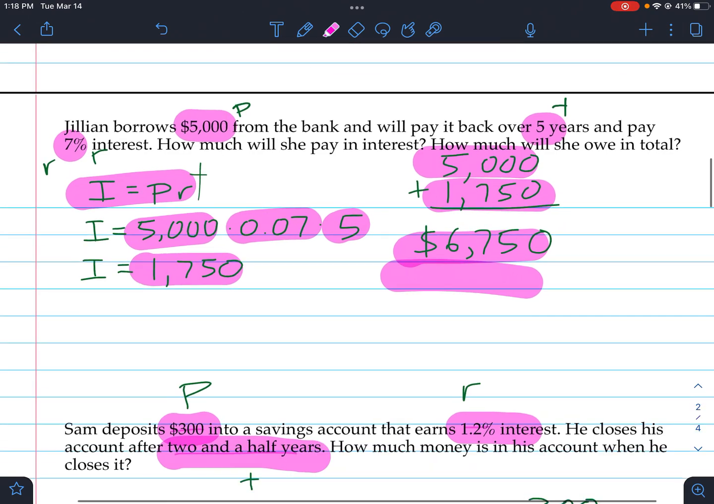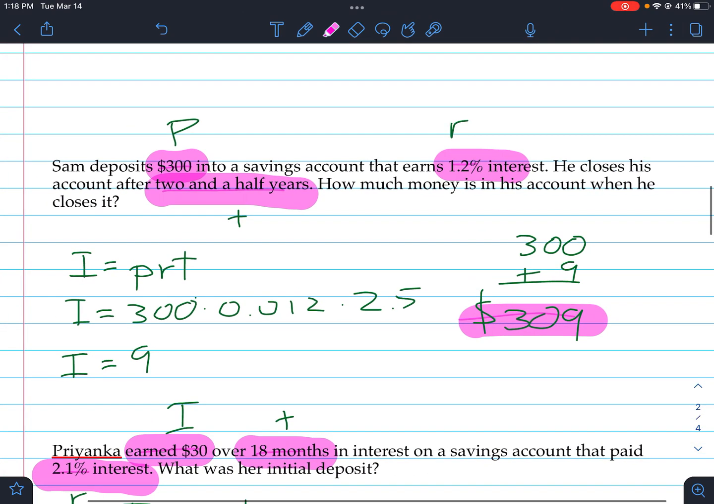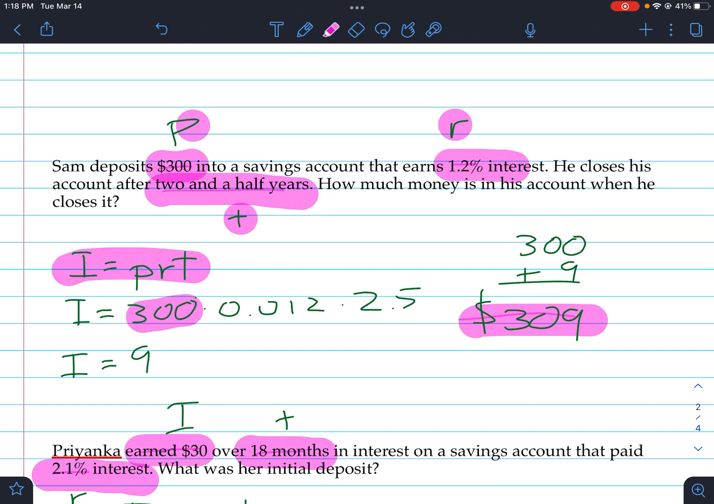she'll pay back a total of $6,750. In our second example, Sam deposits $300 into a savings account that earns 1.2% interest. He closes his account after 2.5 years. How much money is in his account when he closes it? So the $300 he deposits is the principal. The 1.2% is the rate, and 2.5 years is the time. I = PRT. 300 is the principal. 1.2% is 0.012 as a decimal, and the time is 2.5 years. We calculate that, and we find the interest is $9. We add the 300 to the 9. Sam would have $309.